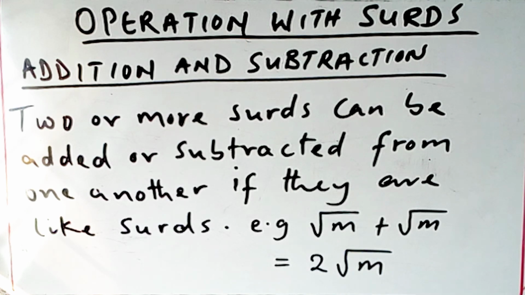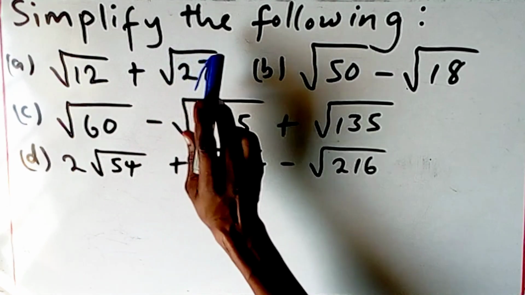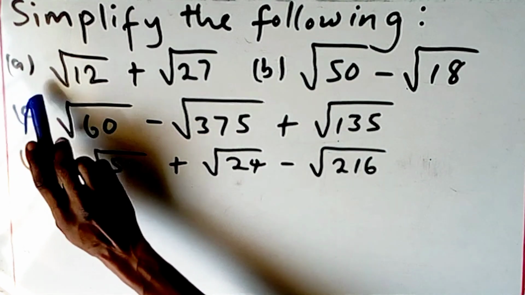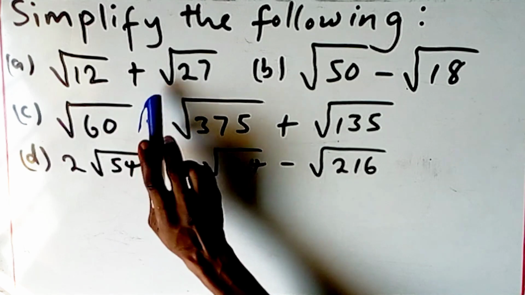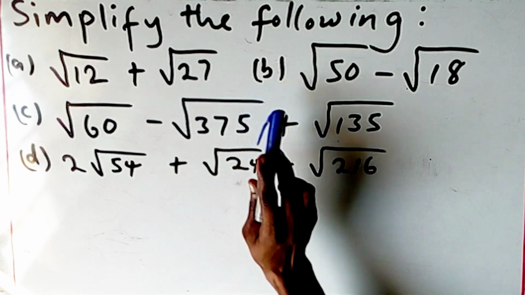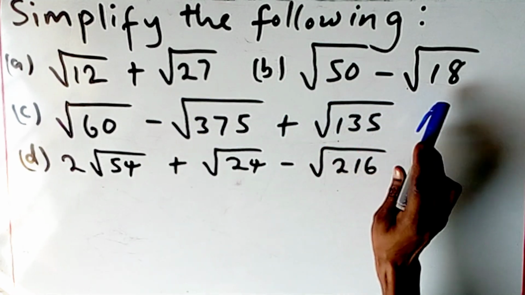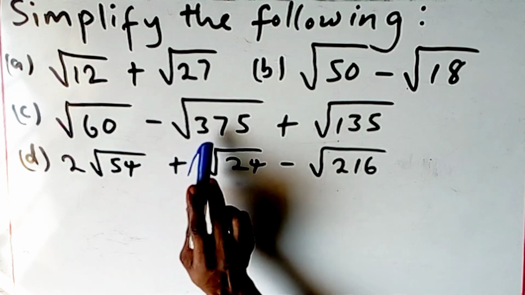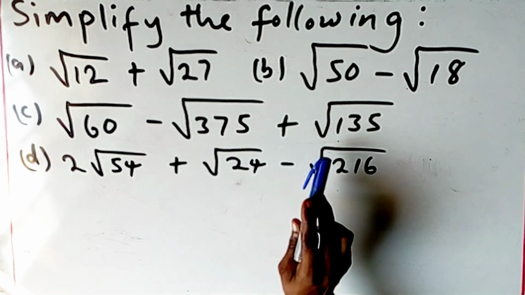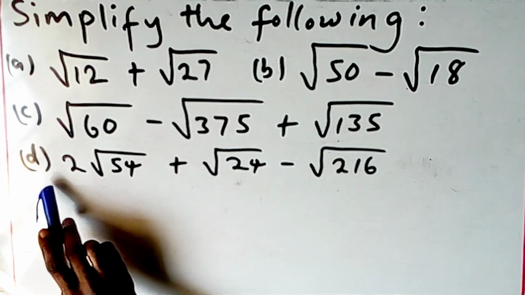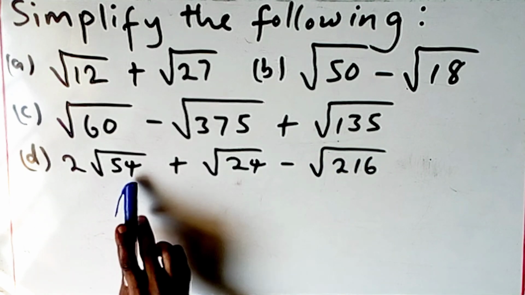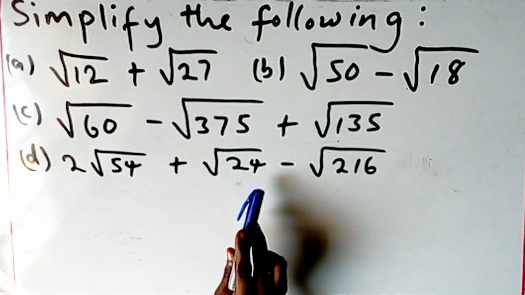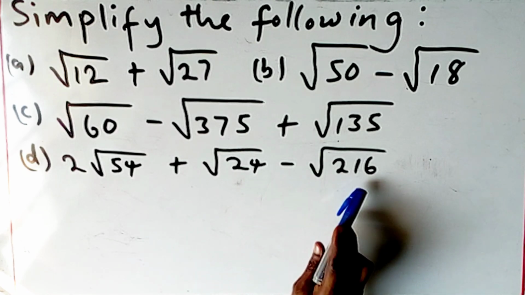Then our root m. Let's see some examples. We are given root 12 plus root 27. The second one is root 50 minus root 18. Then we are also given root 60 minus root 375 plus root 135. Then the next one is 2 root 54 plus root 24 minus root 216.